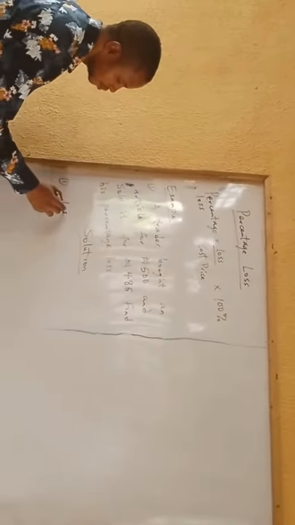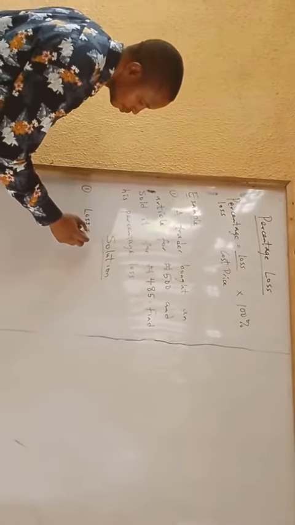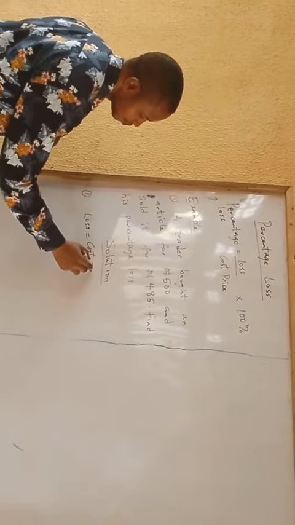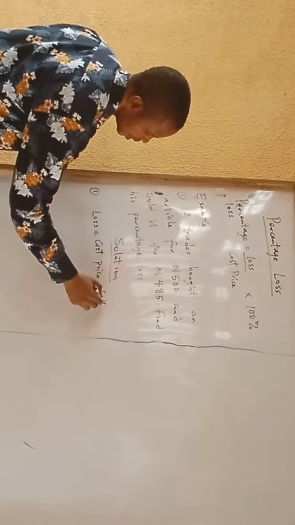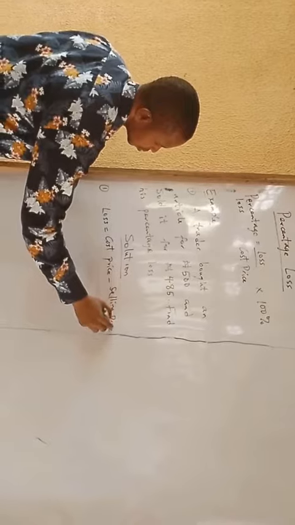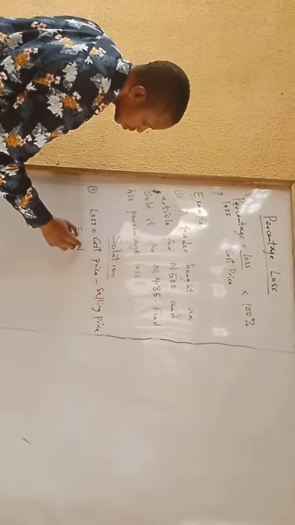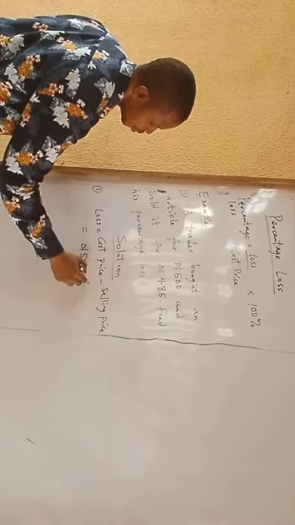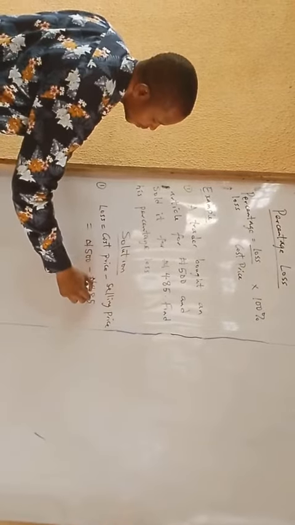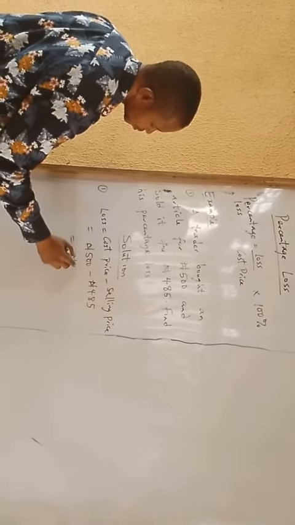So loss here is equal to cost price minus selling price, and this will give us 500 minus 485 naira, which is 15 naira.